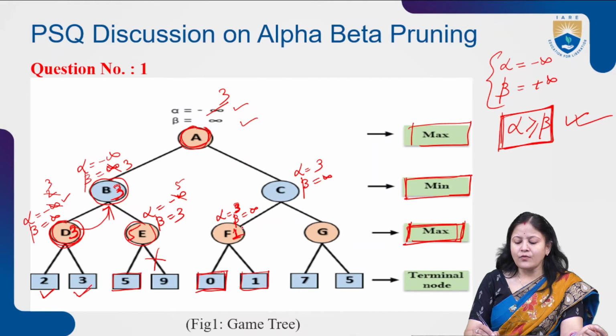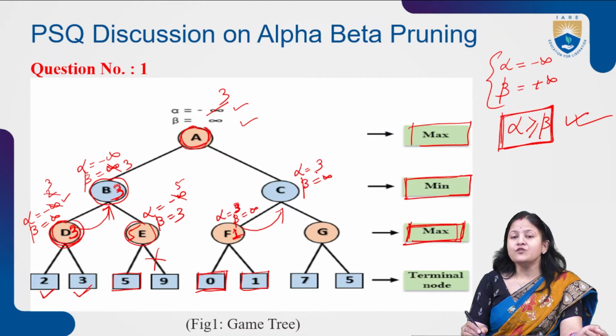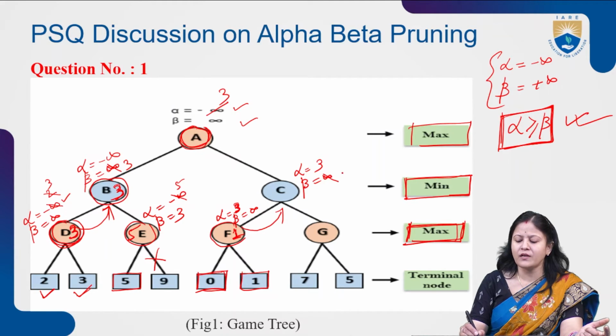Now we have to backtrack this value from F to C. Now at the C node, which value will be replaced? Because C is a min player, the beta value will be replaced. So infinity gets compared with the node value of F, that is 1. Infinity or 1, which one is minimum? 1 is minimum, so replace infinity with 1.